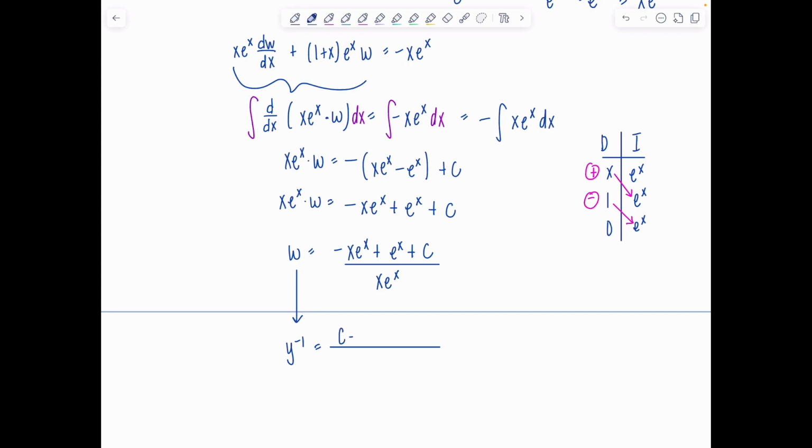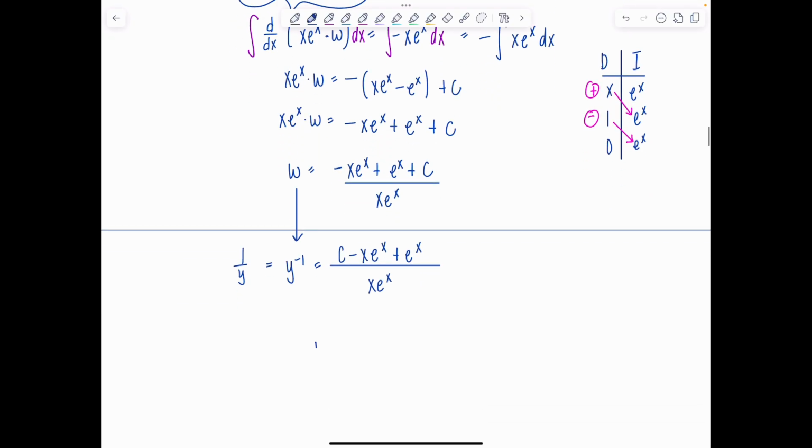Okay, c minus x e to the x plus e to the x. Put that c in the front, right? It looks better. You don't want to start with a negative when you could be positive. So y to the negative first, that's 1 over y. Flip it. So y is x e to the x over c minus x e to the x plus e to the x. Bravo. Box that with pride.